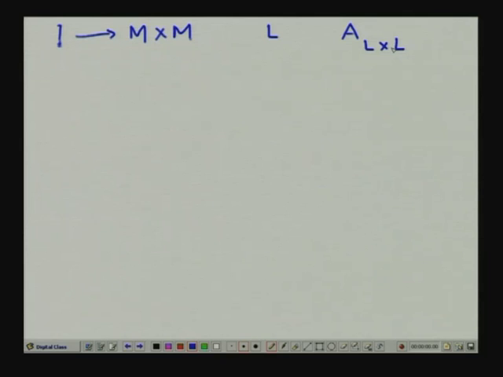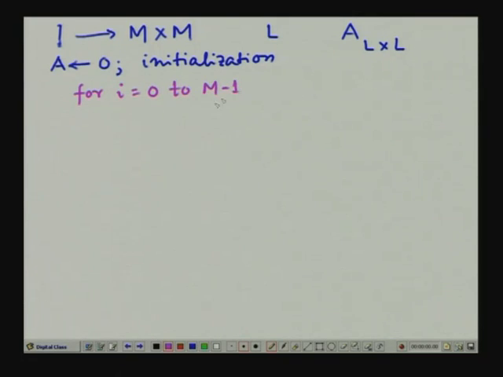So, an algorithm can be written like this. This matrix capital A of size L by L can be initialized to 0. This is my initialization; what I mean is we make every element in the matrix capital A equal to 0. Then our algorithm can work in this fashion. For I equal to 0 to capital M minus 1, do for j equal to 0 to capital M minus 1, do begin. Here comes the operation for computation of our matrix capital A.